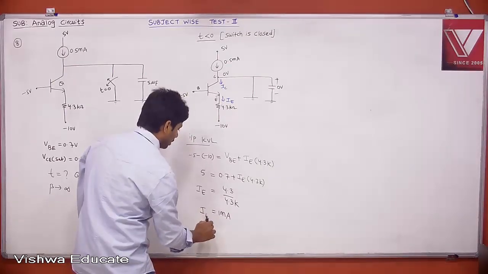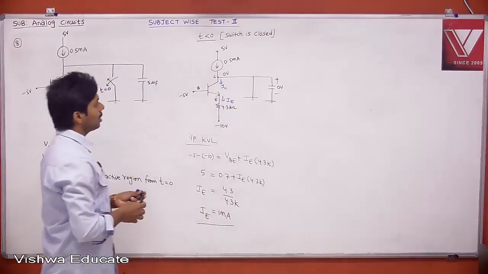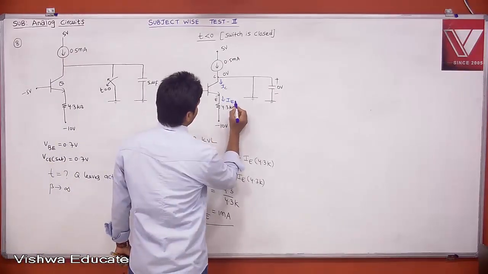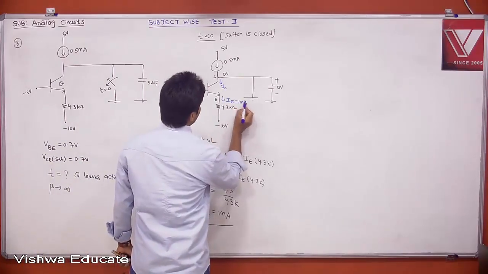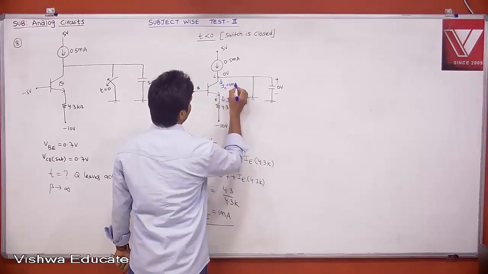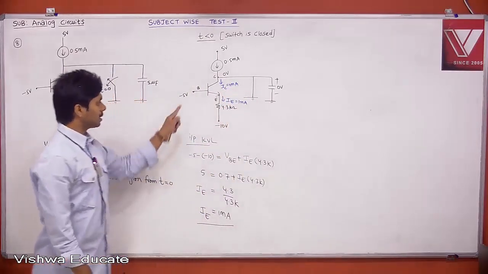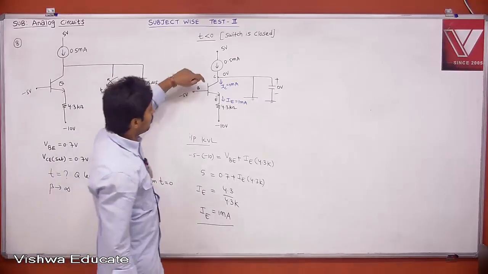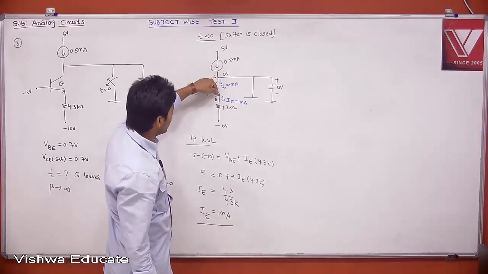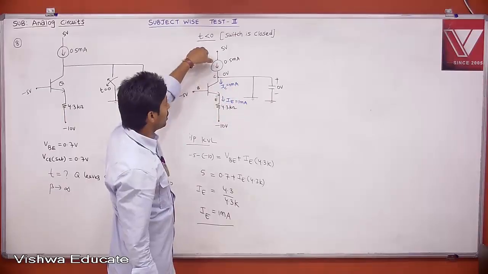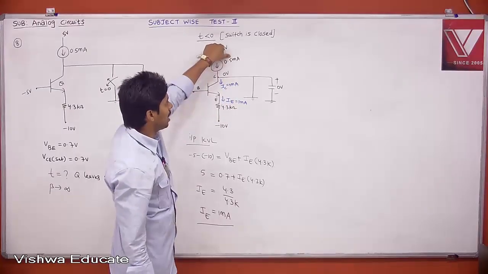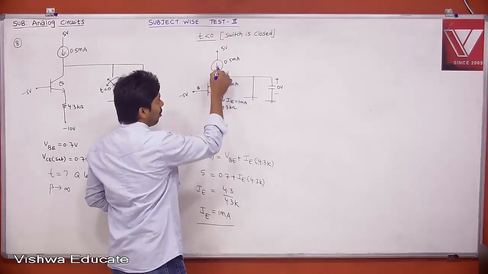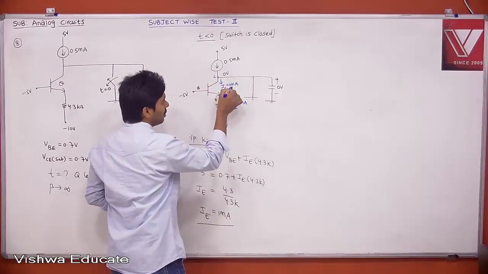Therefore, what is your IE? IE is nothing but 1 milliampere. What does that mean? This is 1 milliampere, this is 1 milliampere, your IC is also 1 milliampere. Now KVL is done, now let's satisfy the output side. Tell me what is the current entering into your transistor? 1 milliampere. But we know that this current source is giving only 0.5 milliampere. This is giving only 0.5 milliampere, but it is asking 1 milliampere.